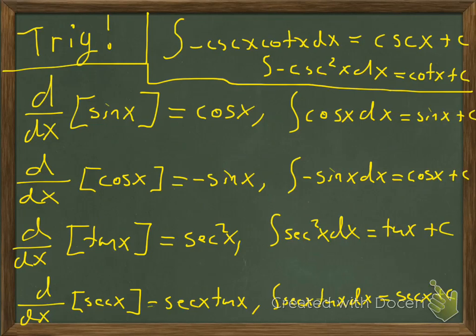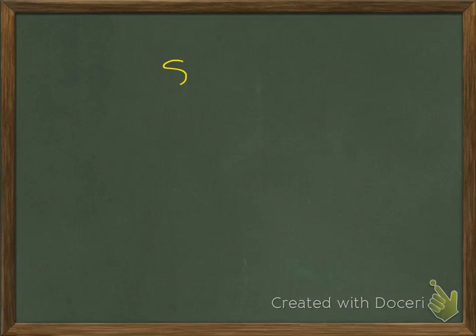Okay, so if you know your derivatives, you can always go backwards and find those antiderivatives. I remember this little ladder for the sine and the cosine. So the derivative of sine is cosine, the derivative of cosine is minus sine, derivative of minus sine is minus cosine, and then the pattern's going to repeat.